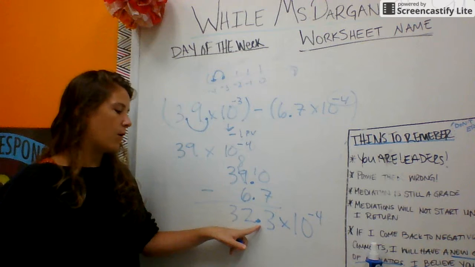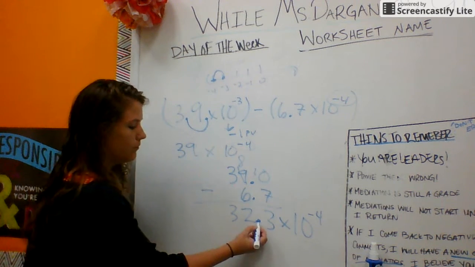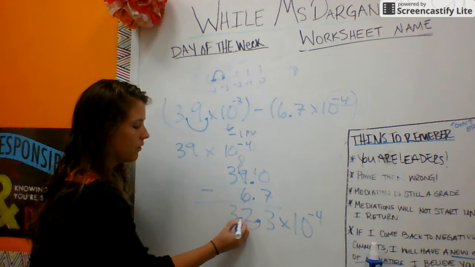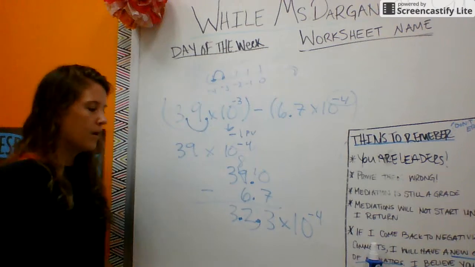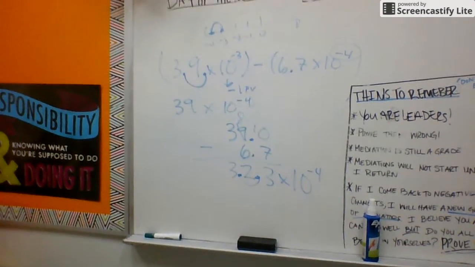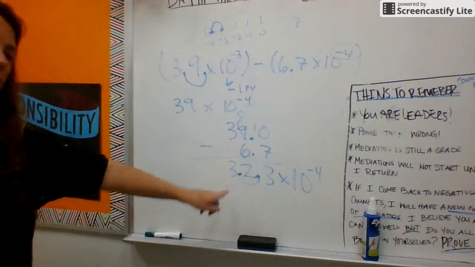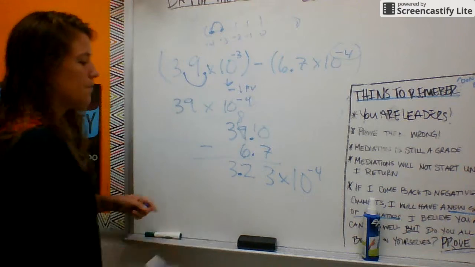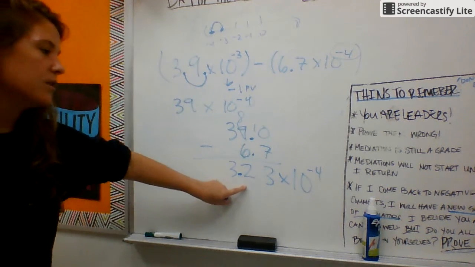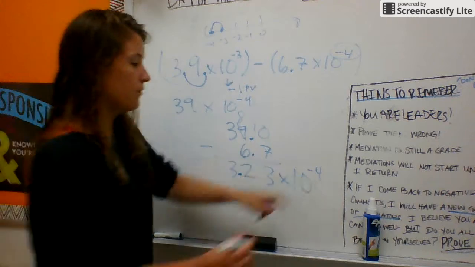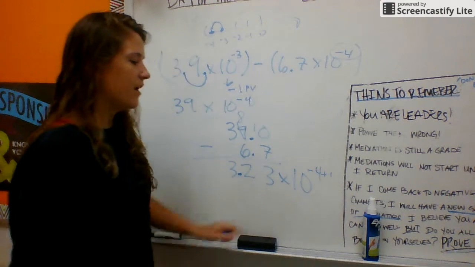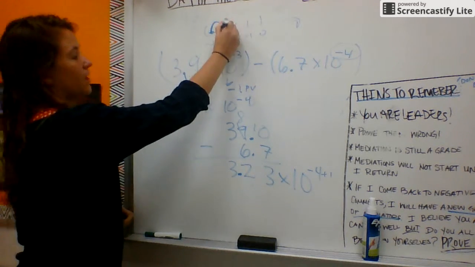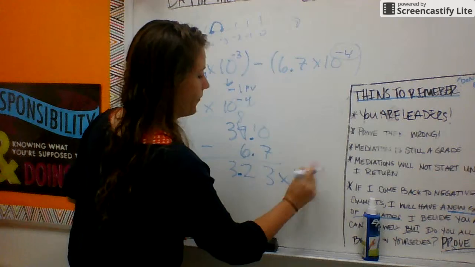My decimal point is in the wrong spot, so I need to move it. And I'm going from 32.3, I need to make it 3.23. Now, did I make it bigger or smaller? Well, I went from 32.3 to 3.23, so I made it smaller by one place value. If I made this one place value smaller, I need to make this one place value larger. So I'm going to add 1 to the place value. What's one place value larger than negative 4? Well, 1 bigger is negative 3.